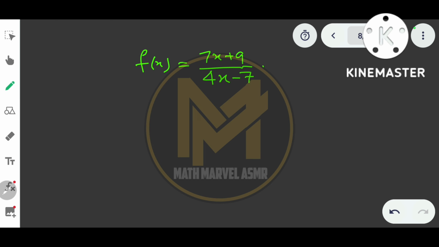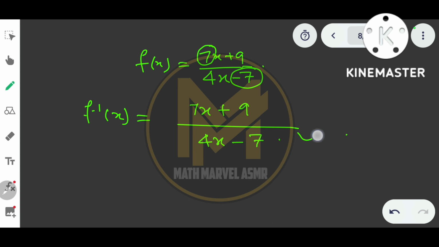Now observe carefully the coefficient of x here and the constant with sign here. If these two have the same value and a minus is included in one of them, any one of them, then you can directly write down its inverse, and it will be 7x plus 9 divided by 4x minus 7. Same: the function and its inverse are the same, since these two are the same but their signs are opposite.